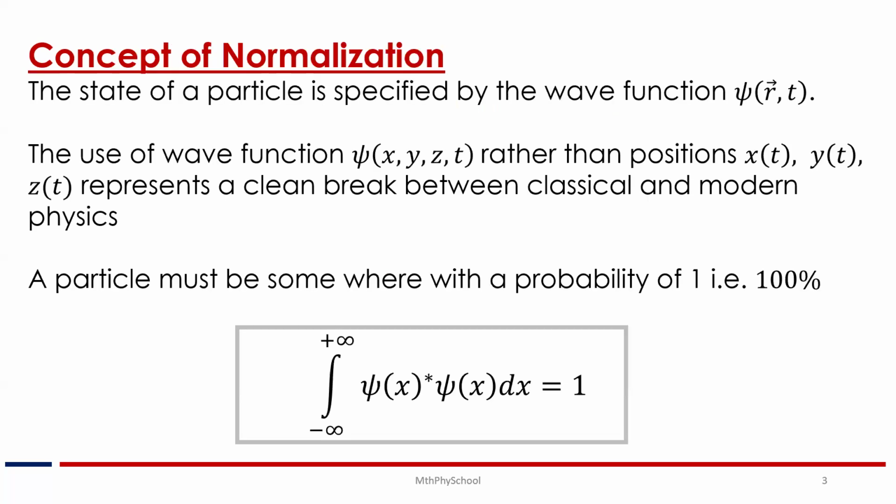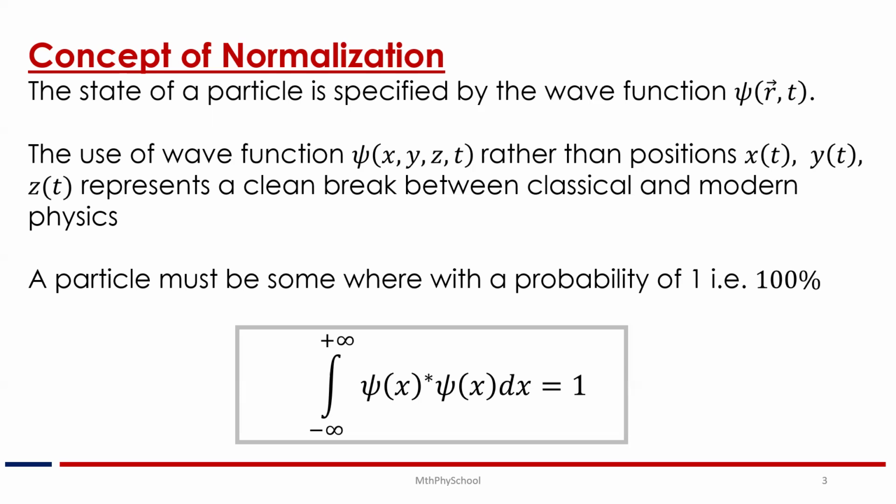If we recall one of the postulates of quantum physics, the state of a particle is specified by the wave function, being a complex function of position and time. And if we use wave functions rather than positions, we are actually representing a clean break between classical and modern physics. The wave function is the description of the quantum state of a system.